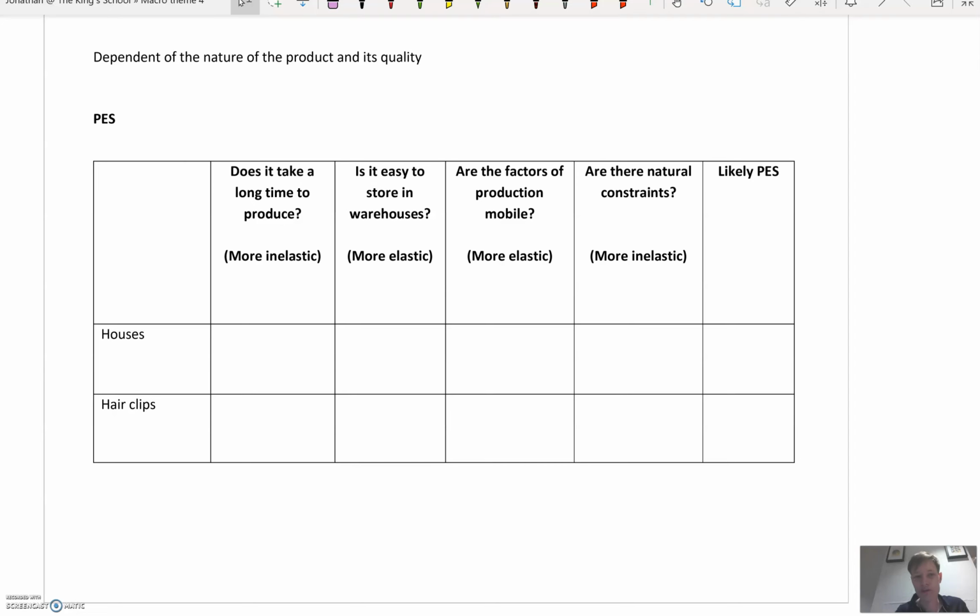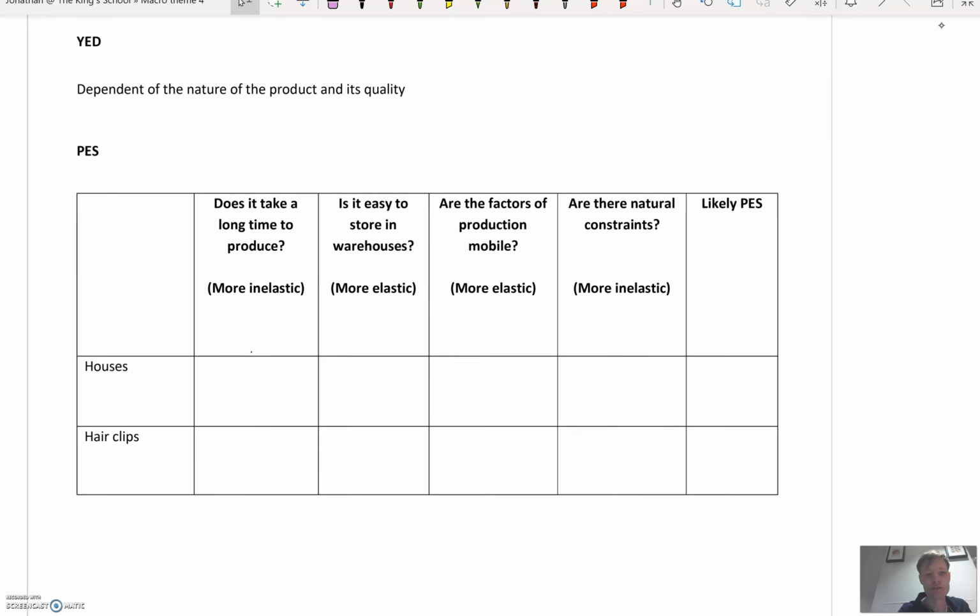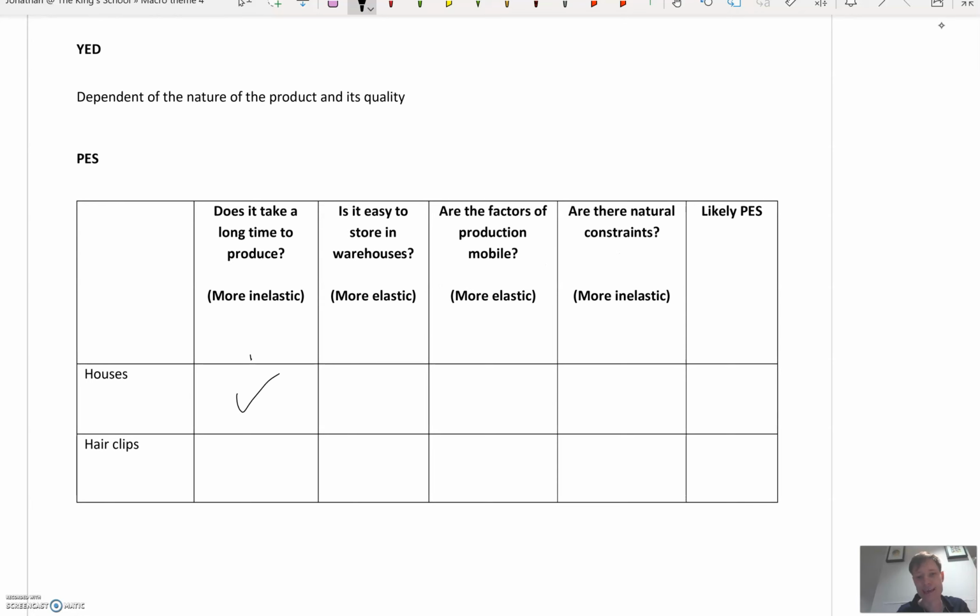You've got to ask yourself a few questions here. Let's talk about houses. Does it take a long time to produce? If the price of houses go up, can I supply more just right now? Well, I certainly can't build them, not right now, because it takes a long time to produce. So it takes a long time to produce. Yes, it does. Is it easy to store in warehouses? Can I release stocks of houses from a warehouse? Well, no, of course you can't.